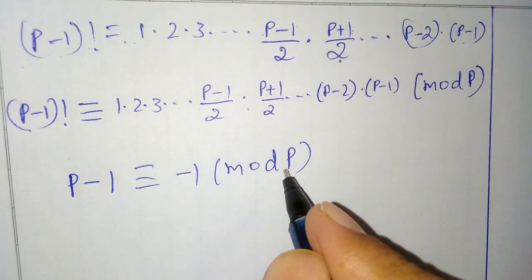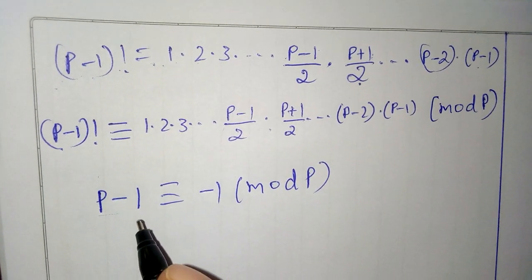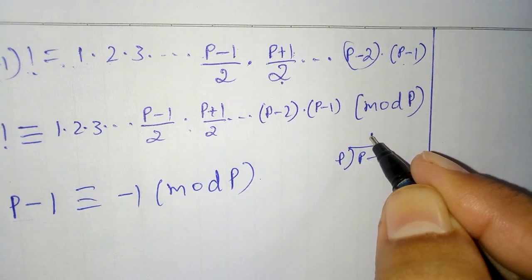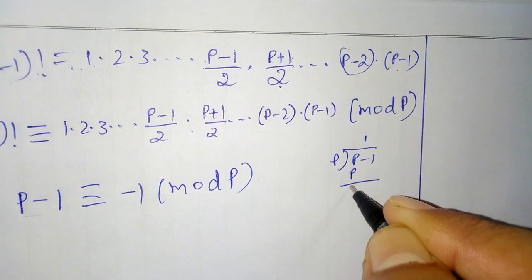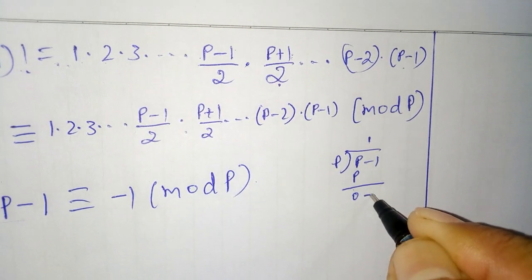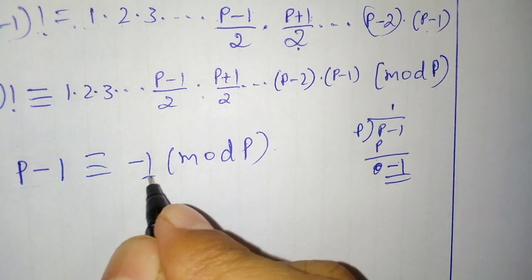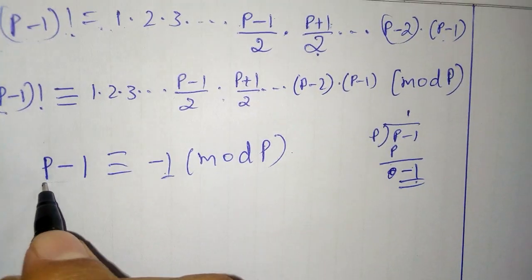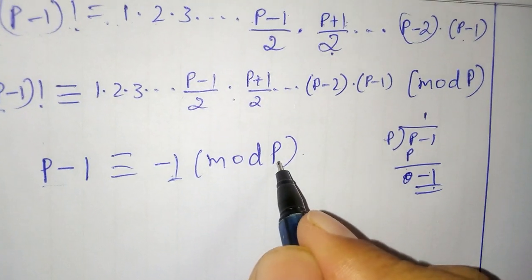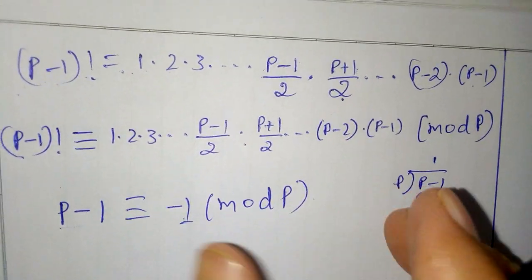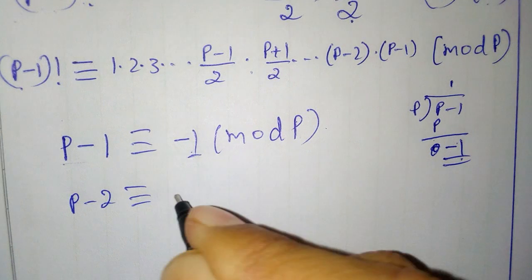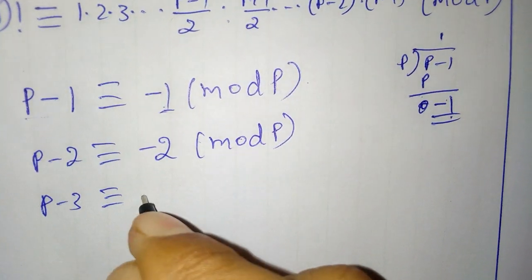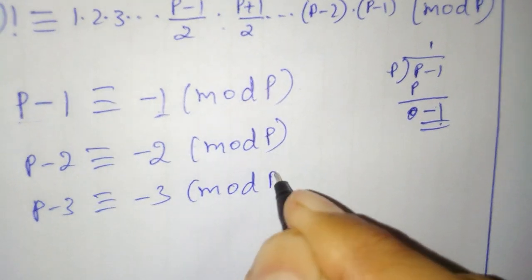Minus 1, because if we divide p minus 1 by p, it leaves minus 1 as a remainder. If we multiply 1, then p into 1 is p, p minus p is 0, and this is minus 1. Minus 1 is the remainder. So if we divide minus 1 by p, that is also remainder minus 1. So p minus 1 and minus 1 are congruent mod p. The same way, p minus 2 and minus 2 are congruent mod p. The same way, p minus 3 and minus 3 are congruent mod p.